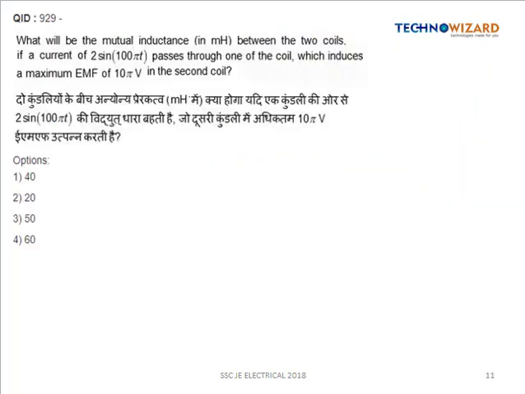Next question is, what will be the mutual inductance in millihenry between the two coils if a current of 2 sine 100 pi t passes through one of the coils, which induces a maximum EMF of 10 pi volt in the second coil. So we know that, suppose this is our two coils.